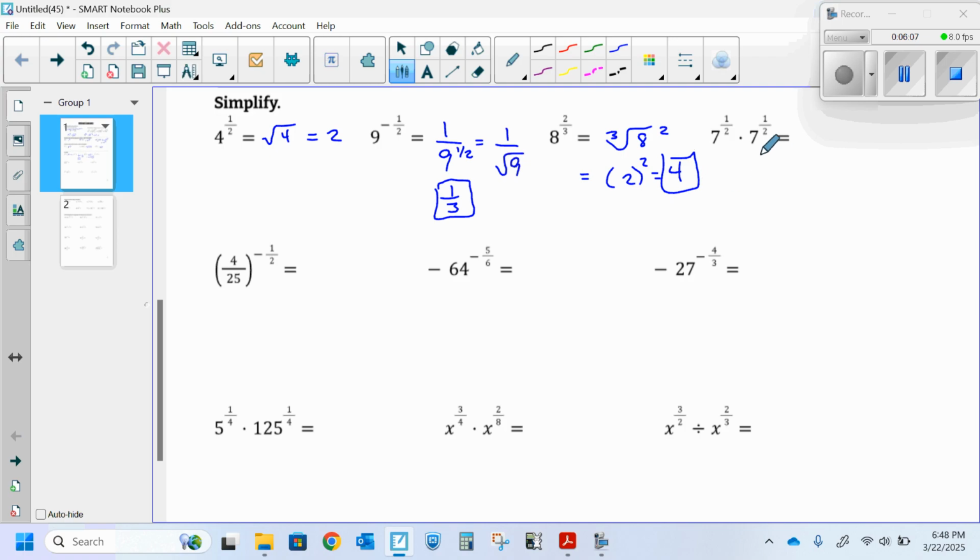All right, again, here's another properties of exponents problem. Remember, when you have x to the n times x to the m, you add your exponents. You do not multiply these bases. I cannot stress that to you enough. So this is 7 to the 1/2 plus 1/2. So that's 7 to the first power. 1/2 plus 1/2 is 1.